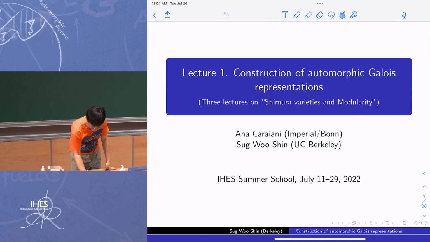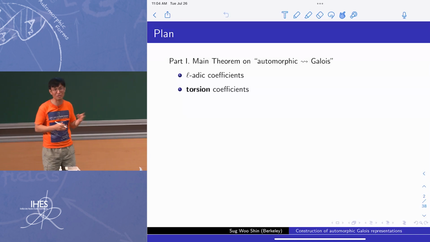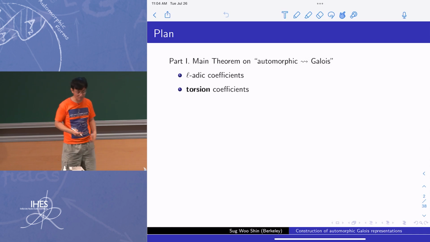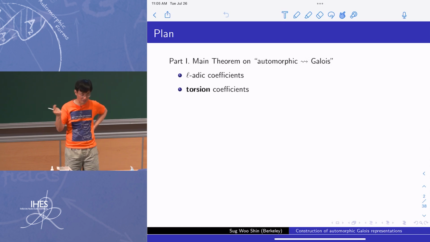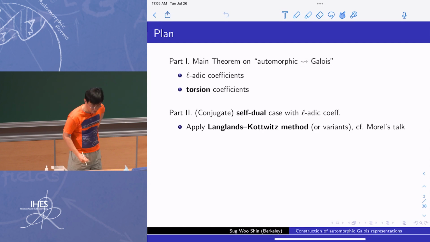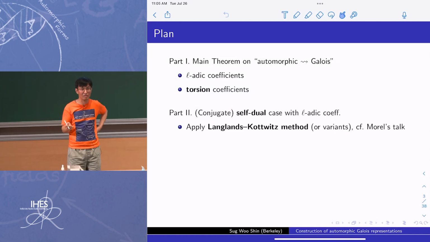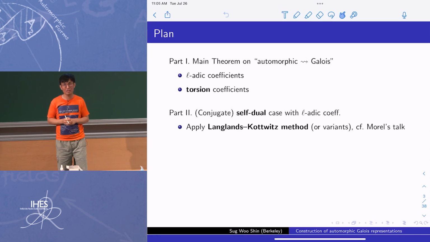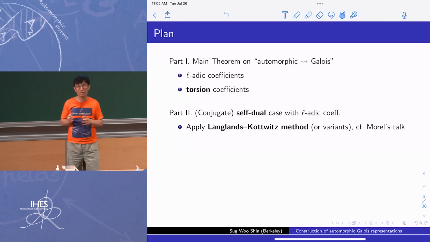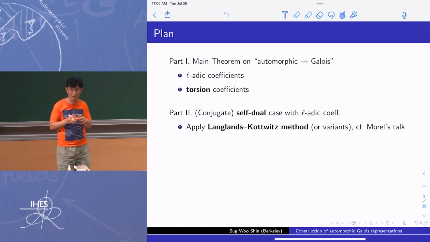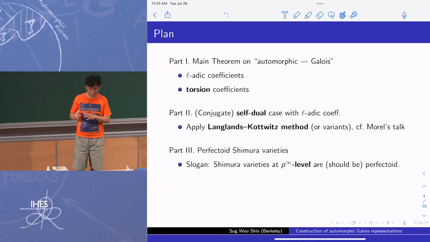So let me get into the business. Here's the plan. My talk has 4 parts. Part 1 is to state the main theorem in the automorphic to Galois direction. There are 2 settings, with characteristic 0 coefficients and torsion coefficients, such as mod L coefficients. The second part, as a step toward the main theorem, I'd like to prove the characteristic 0 case for self-dual automorphic representations. Eventually, we want to get to non-self-dual automorphic representations as well, but this is a key intermediate step. And here you're going to see the use of the Langlands-Kottwitz method, which was briefly discussed in Morel's lectures. And the third part is on perfectoid Shimura varieties.